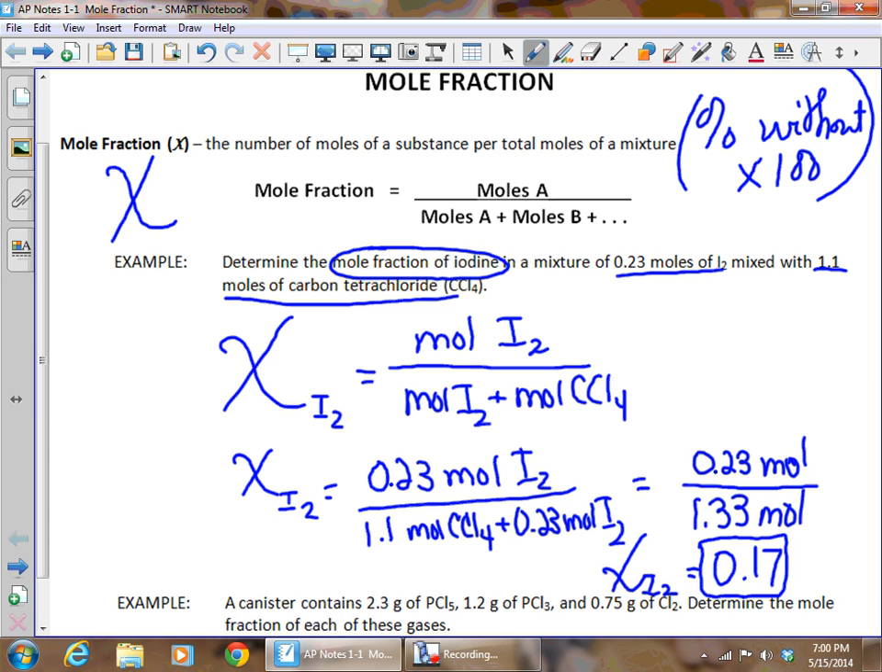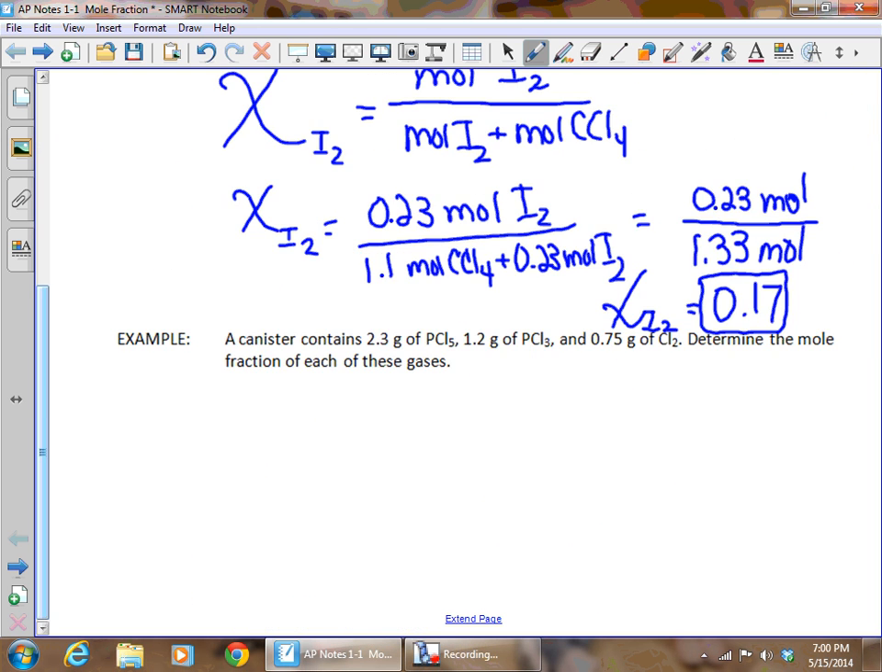We have no units on mole fraction. That's not very common in chemistry, but this is one area where we don't have units on a value for once. Mole fraction is unitless, so that's the mole fraction for iodine. So let's look at one that's a little bit more complex.